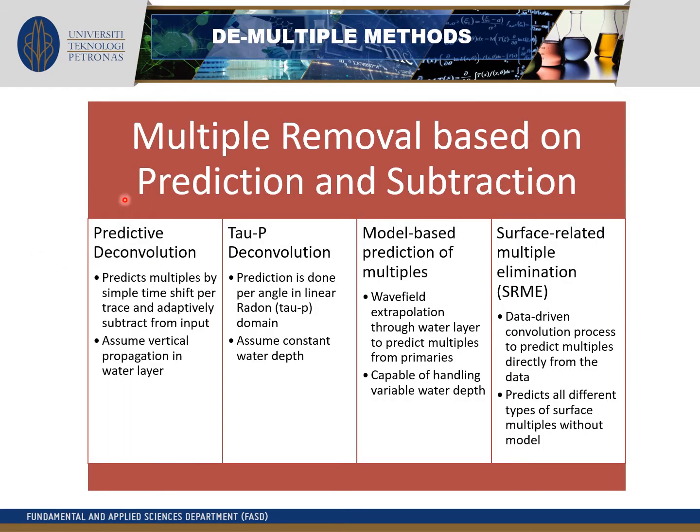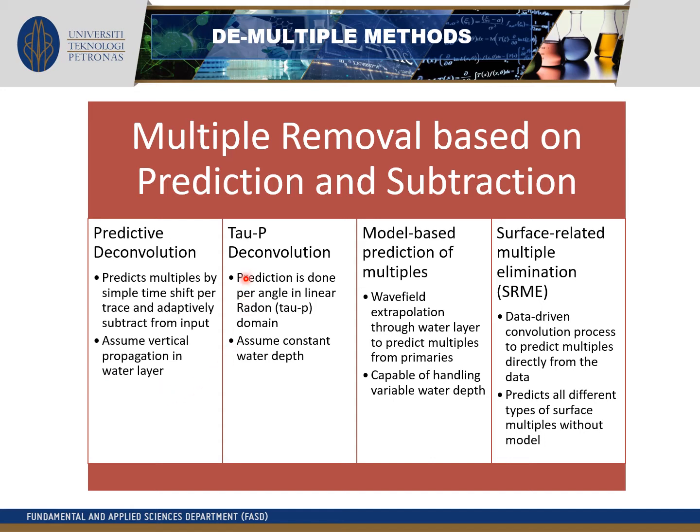Next, I'd like to propose demultiple methods, and this is also relevant for a shallow water section because the shallower your section is, the more multiples you'll get as compared to deeper sections. So, multiple removal based on prediction and subtraction can be divided into 4. Firstly, there's predictive deconvolution, which predicts multiples by a simple time shift per trace and adaptively subtracts from input. This assumes vertical propagation in the water layer.